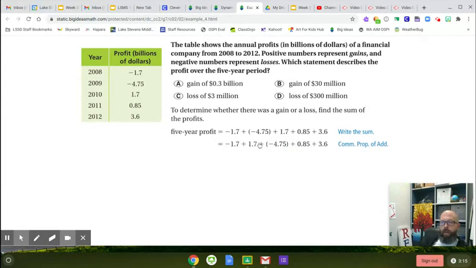Now you can rearrange it if you want to using the commutative property of addition. You don't have to, but you can. I like to just go left to right and do one set at a time, but you can do it however you want. So then they're going to use the additive inverse property because negative 1.7 plus 1.7 is 0, isn't it? So we can just cancel those out, right? Those are gone. So now we're just left with 3 numbers right here.